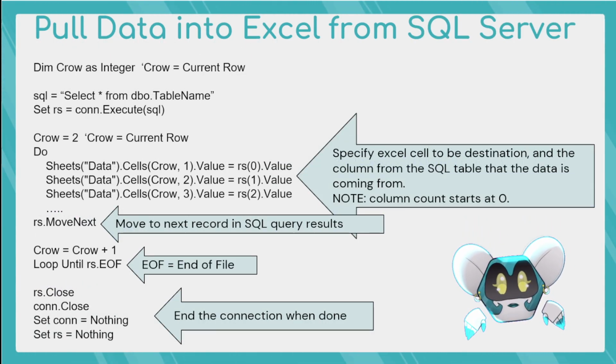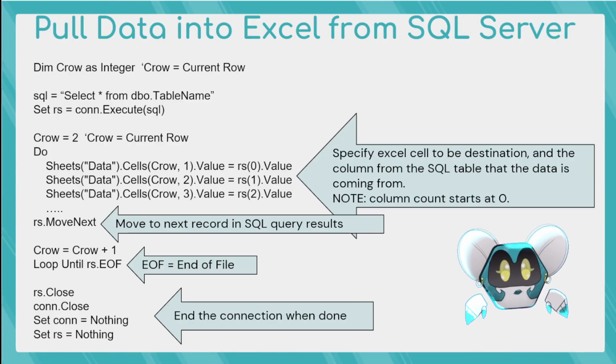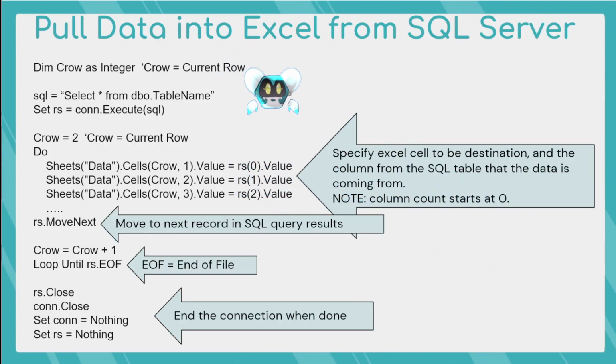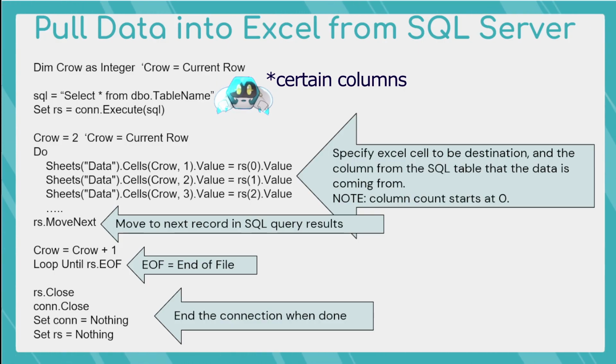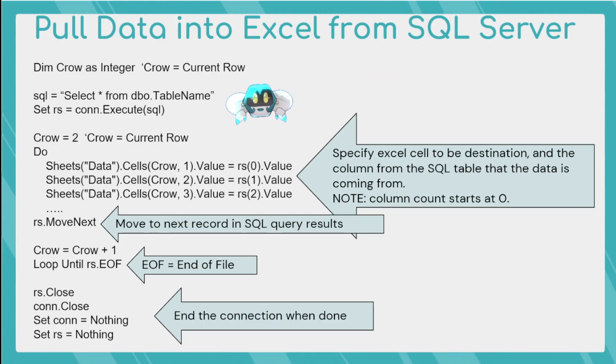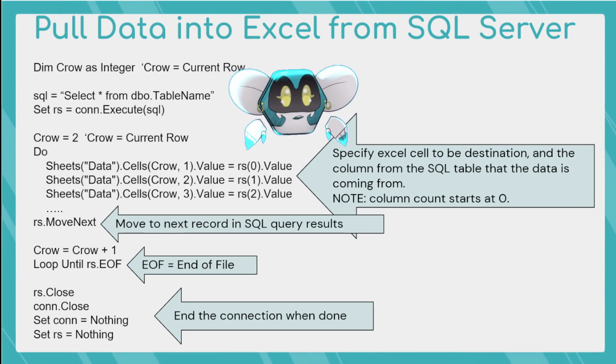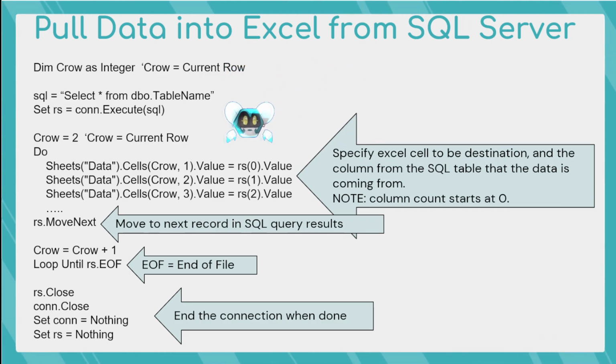Next, if you are pulling data from SQL Server into your Excel workbook, then we will say our SQL variable, the full string, is going to be our query. So we can do select star from our table name. Feel free to adjust this as you would like. If you want to pull in just certain tables, add a where clause, whatever you would normally query in Management Studio. Then we want to execute that query using our connection.